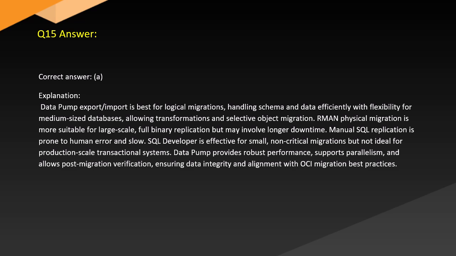Data Pump export/import is best for logical migrations, handling schema and data efficiently with flexibility for medium-sized databases, allowing transformations and selective object migration. RMAN physical migration is more suitable for large-scale, full binary replication but may involve longer downtime. Manual SQL replication is prone to human error, and SQL Developer is effective for small, non-critical migrations but not ideal for production-scale transactional systems. Data Pump provides robust performance, supports parallelism, and allows post-migration verification, ensuring data integrity and alignment with OCI migration best practices.